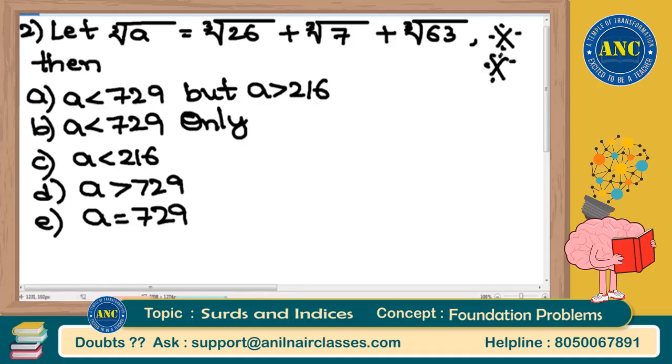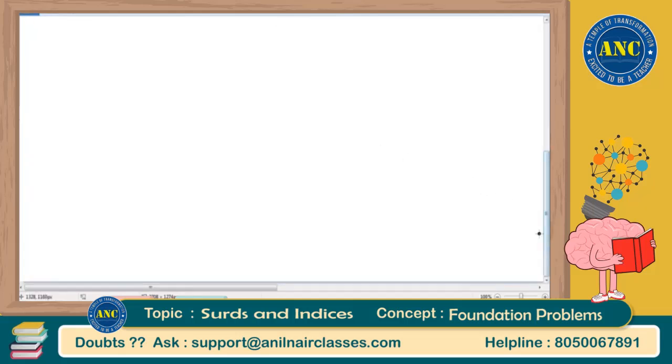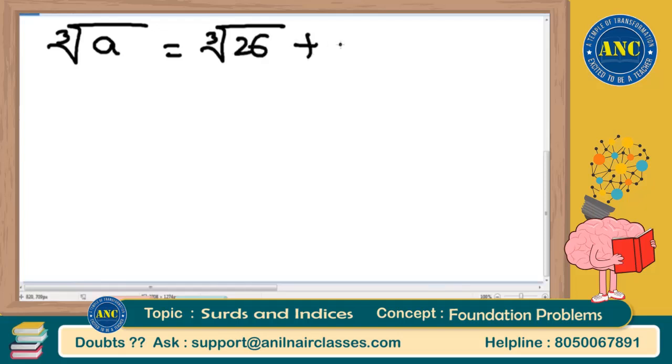Now listen carefully. Do not write anything. First listen to how I will solve this question, so that you will understand how you can solve it when it comes in an examination hall. Can I say that the condition given in the question is cube root of a is equal to cube root of 26 plus cube root of 7 plus cube root of 63? This is exactly what is written on the right hand side.